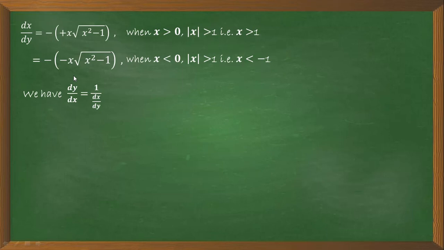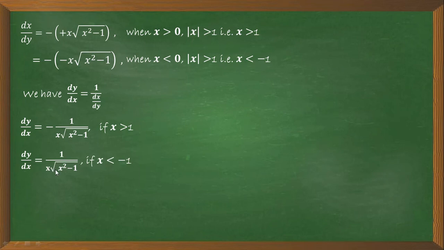Now what about dy by dx? So we get dy by dx is equal to 1 upon dx by dy. So as per this given, first of all, for this condition, that is x greater than 1, how will you write it? See, minus of plus, minus into plus means minus. We get minus 1 upon x into root of x square minus 1 if x greater than 1, and it is equal to 1 upon x into root of x square minus 1 if x is less than minus 1. See, for x less than minus 1, it is minus of minus. So it becomes plus. Okay, so when x is greater than 1 we get this derivative, and when x is less than minus 1 we get this derivative.